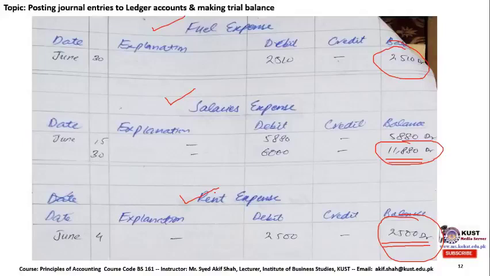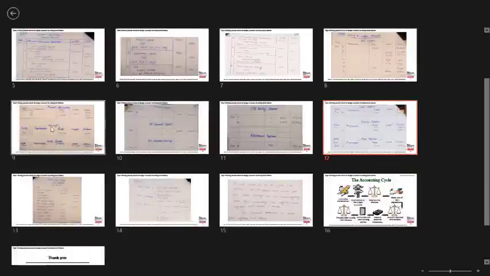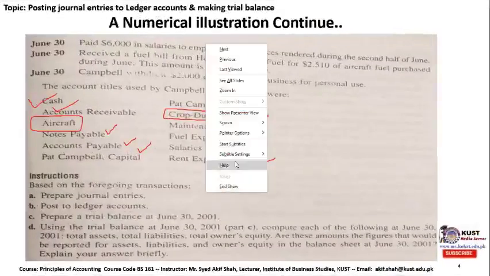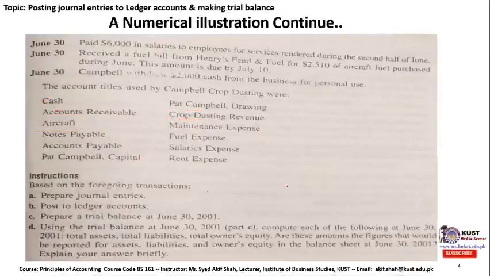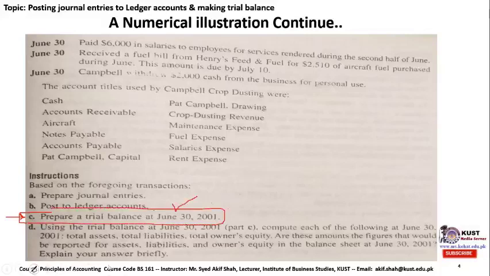Now let's go to the third part of our question, which is to make a trial balance. The question asks you to make a trial balance, and now it's time to see if we have correctly posted our entries from the journal into the ledger accounts or not. Part C states: prepare a trial balance at June 30th, 2001. So let's see how to make a trial balance, what the important rules are, and how to make it using the data available in the previous step, which is the ledger account balances.